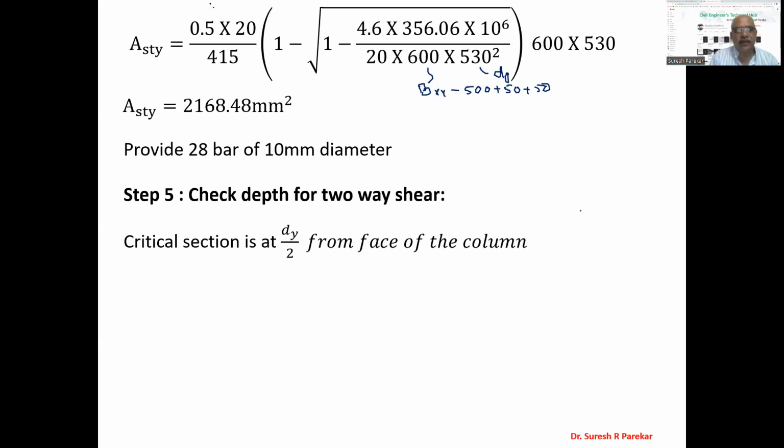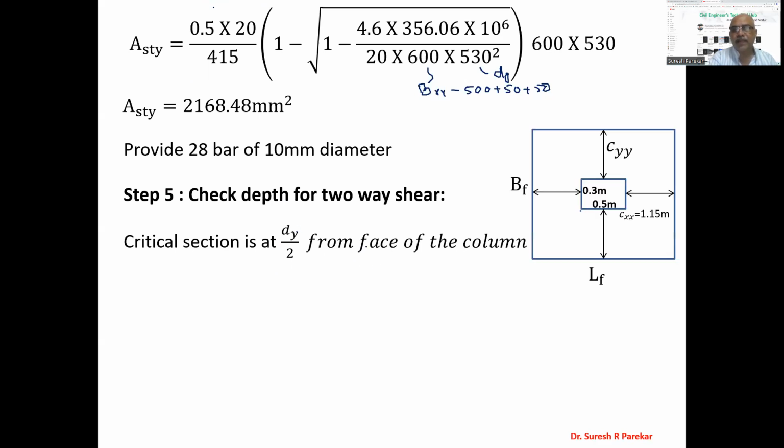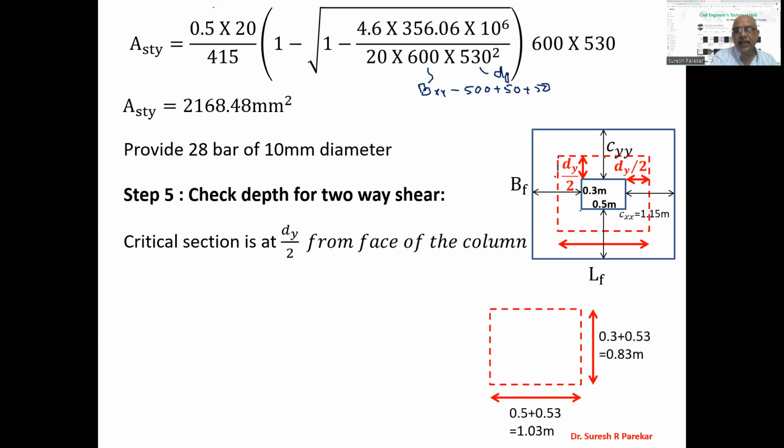So two-way shear we have always at dy by 2 from face of the column. dy we have as effective depth along y direction from face of column. Now you can see this, we have this will be column and dy by 2. So we have dy by 2 on both sides. So this will be my critical section. So this is a red dotted line, you can see we have the critical section.